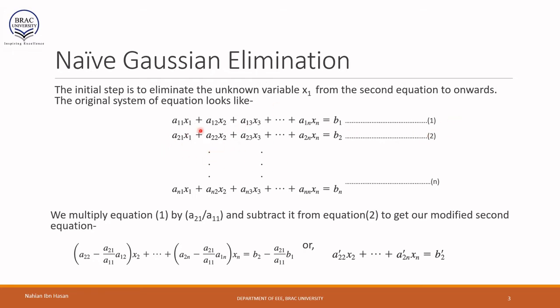First of all, we have this system of equations. There are n equations, and the coefficients of the unknown variables are a11, a12, a13, a21, a22, and so on. These a terms are the coefficients of the unknown variables. And what are the unknown variables? x1, x2, x3 up to xn. And on the right hand side of these equations we have the b constants.